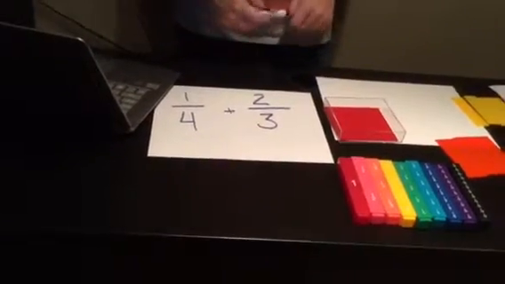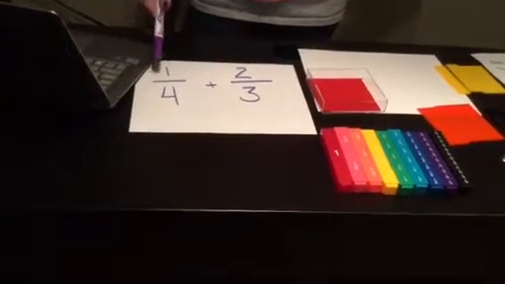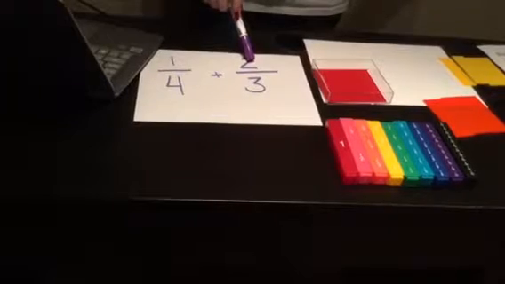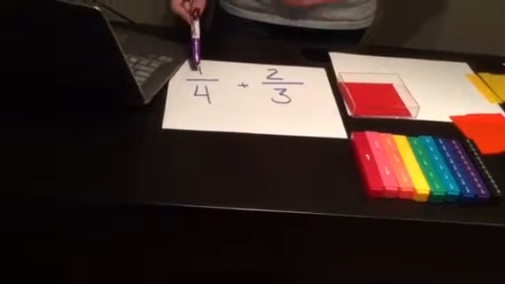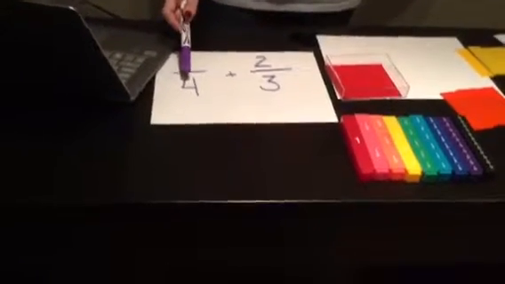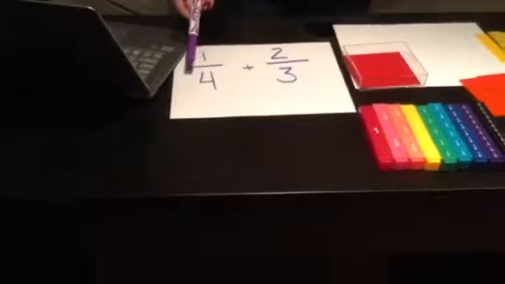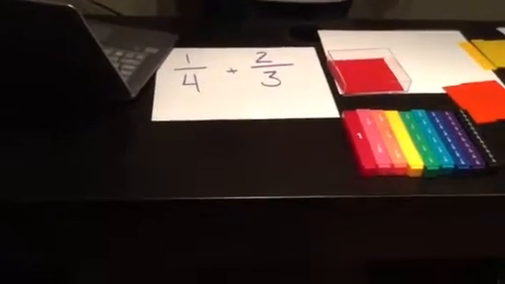And we know that a fraction is part of a whole. The numerator on top is the amount of parts that we actually have. The denominator on the bottom is how many parts the whole is divided into.